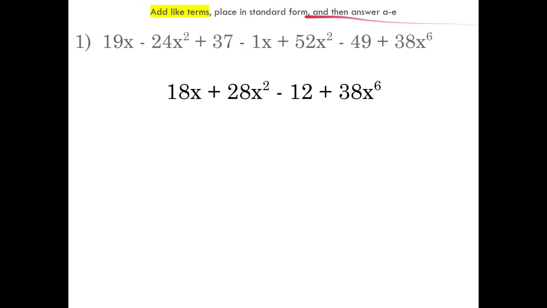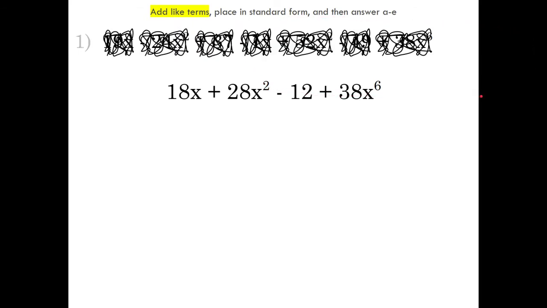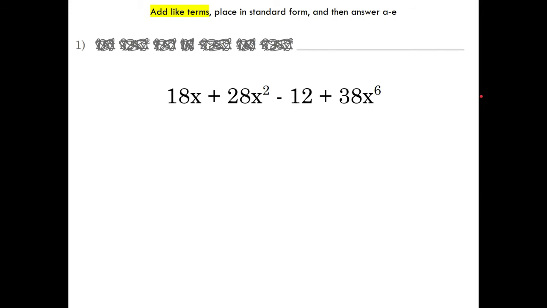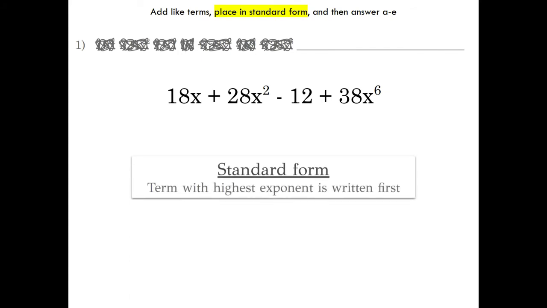So here we have it. We have these became this on the bottom here. Now the next step is to place it in standard form. So we have the line next to the question. We're going to place it in standard form. Standard form means the term with the highest exponent is written first.